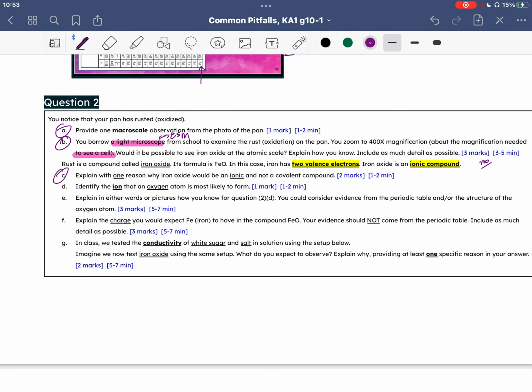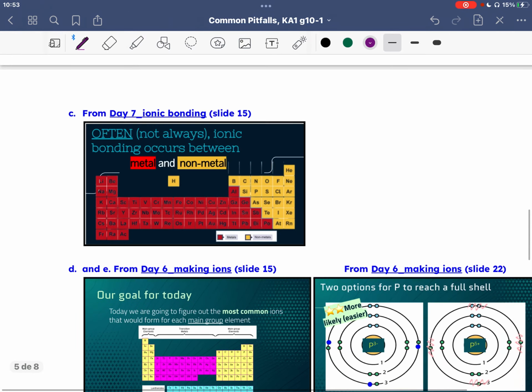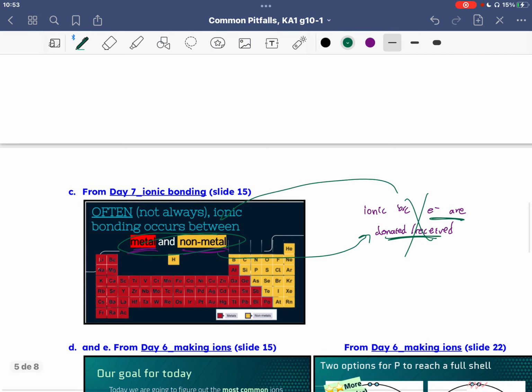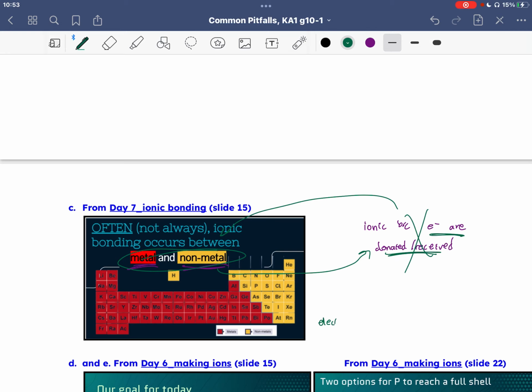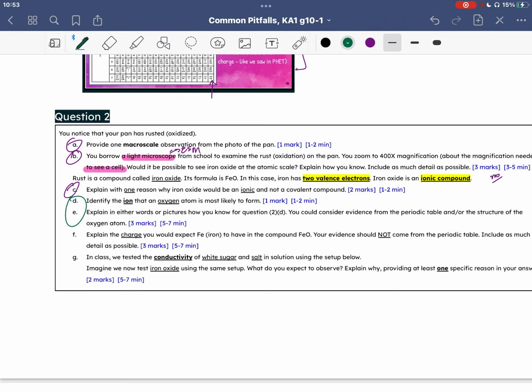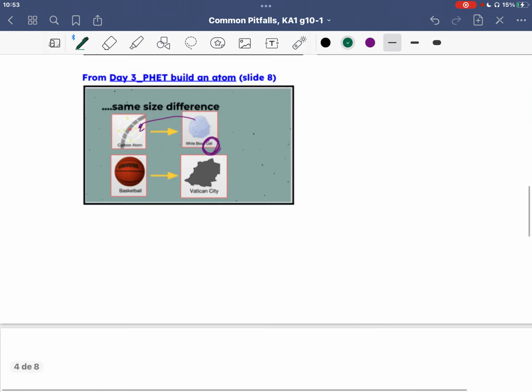All right. C. Explain with one reason why iron oxide is ionic. Well, it's ionic because metal and non-metal. I did not accept that, because electrons are donated and received because it's ionic. It's the opposite argument that you need to make. The fact that we have a metal and non-metal leads to electrons being donated or received. If you did the extension, you might have mentioned electronegativity there. That was certainly not required, but if you wanted to bring in the extension, this is where you could have done that.